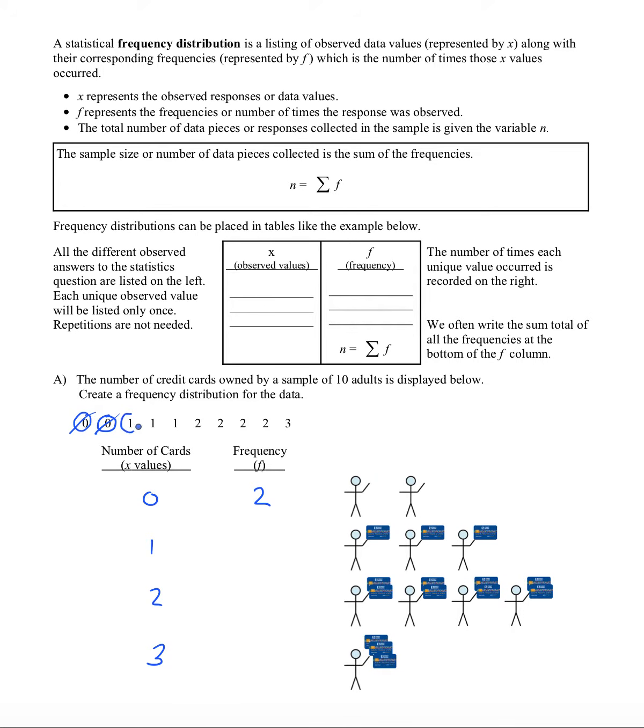How many people had 1 credit card? There are 3 people with 1 credit card. There are 4 2s, so let's put a 4 here. And 1 high roller had 3 credit cards. And now the frequency distribution is complete.